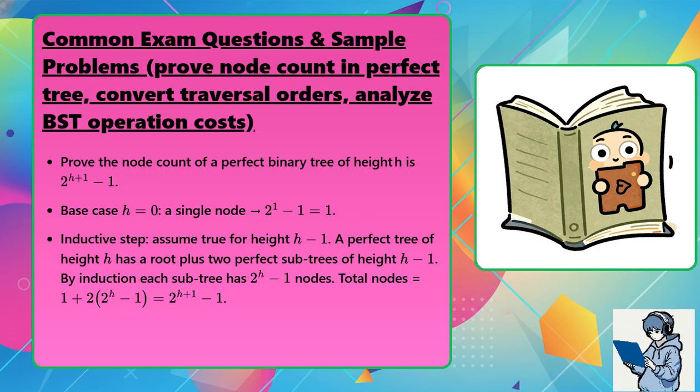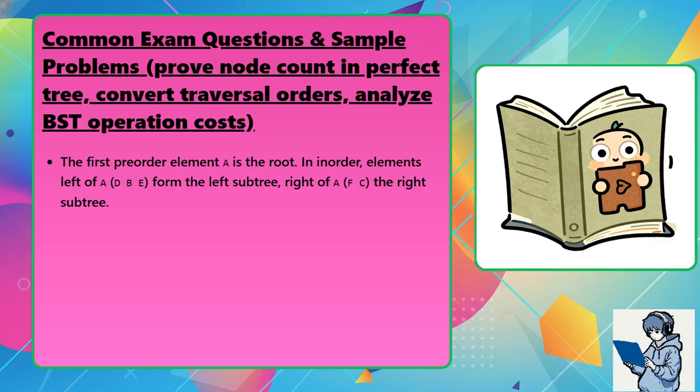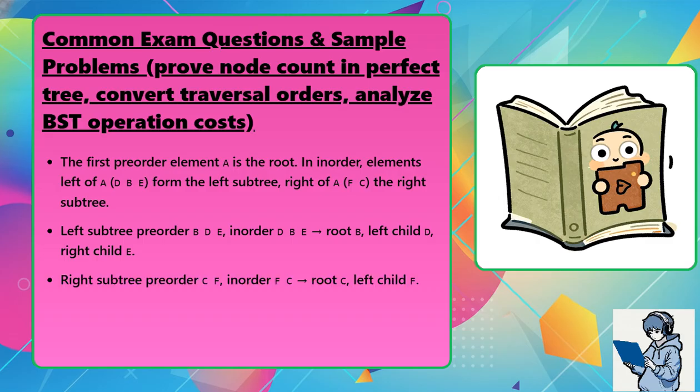Given preorder A, B, D, E, C, F and inorder D, B, E, A, F, C, reconstruct the tree and write its postorder traversal. The first preorder element A is the root. In inorder, elements left of A, D, B, E, form the left subtree, and right of A, F, C, form the right subtree. Left subtree preorder B, D, E, inorder D, B, E: root B, left child D, right child E. Right subtree preorder C, F, inorder F, C: root C, left child F.